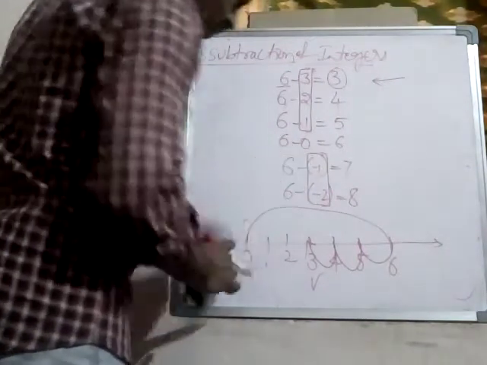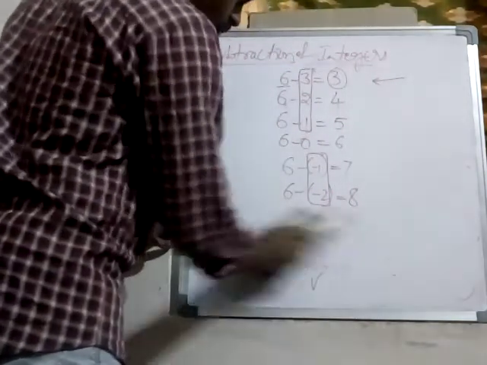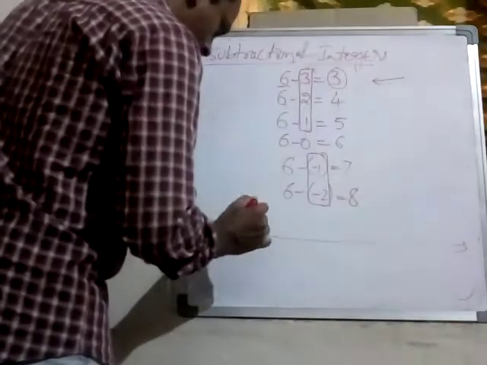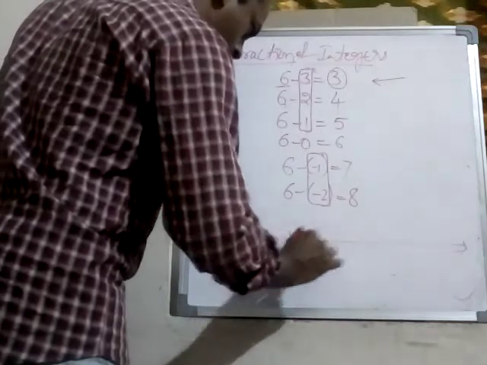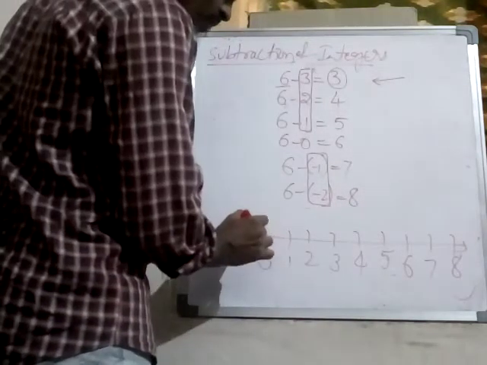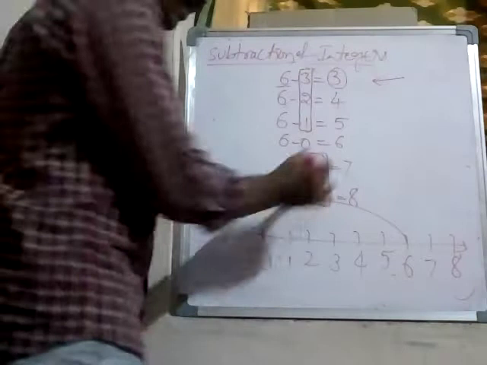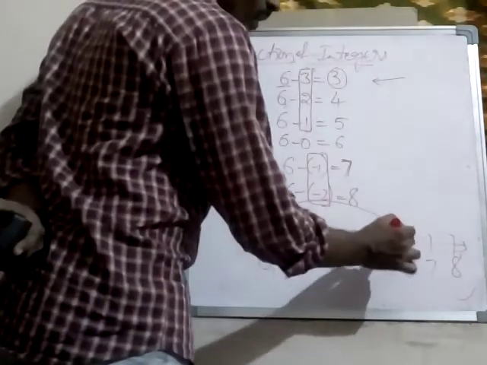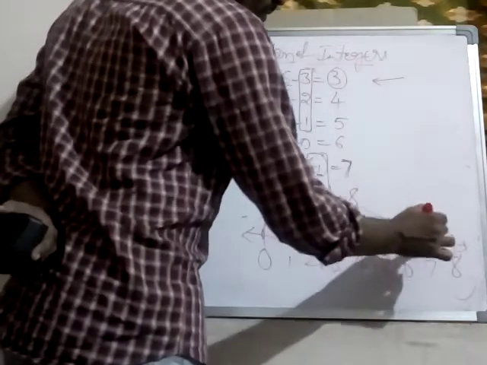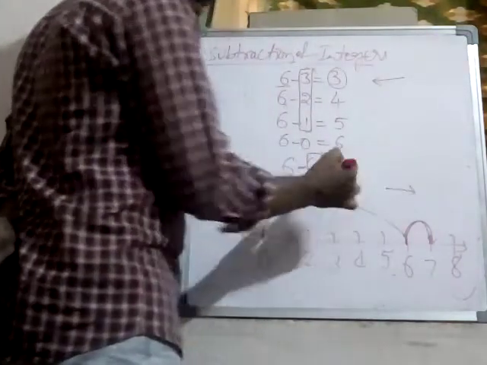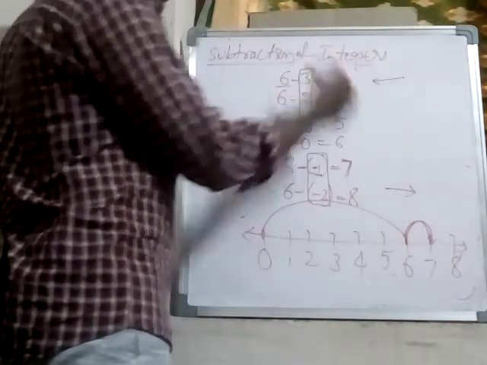Now observe this one. Subtract a negative integer. On the number line: 0, 1, 2, 3, 4, 5, 6, 7, 8, like this. Now 6 units, start from 0. After that, what is the result? The result is 7, and for 7 we compulsorily have to move right side. How many units? 1 unit. So subtract a negative integer, move right side. Subtract a positive integer, move left side.